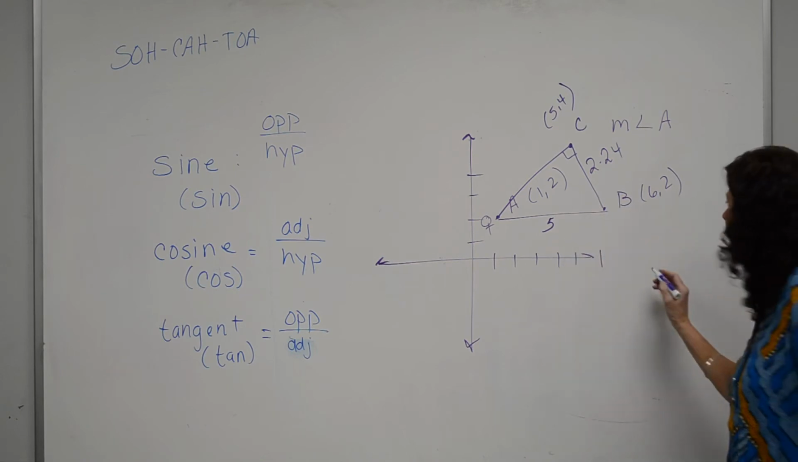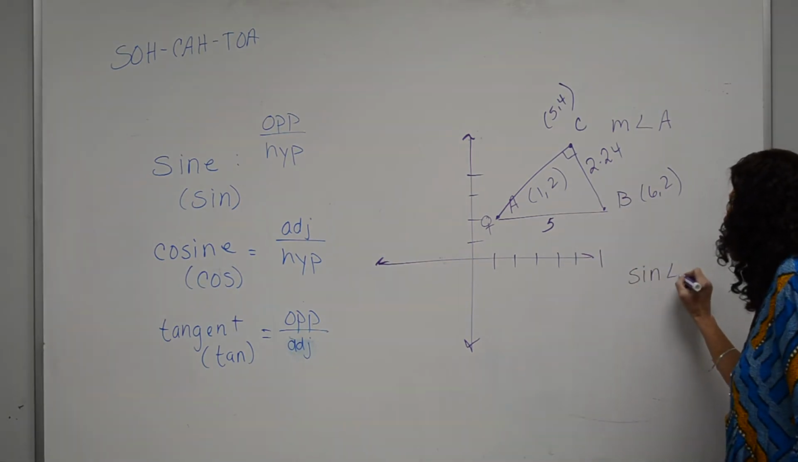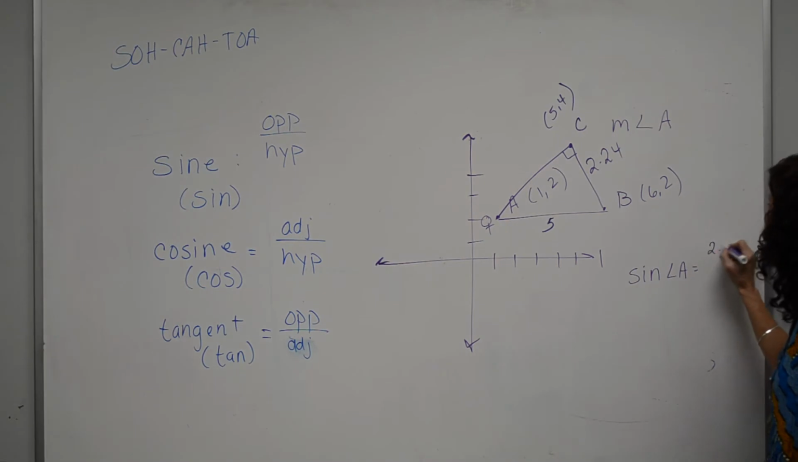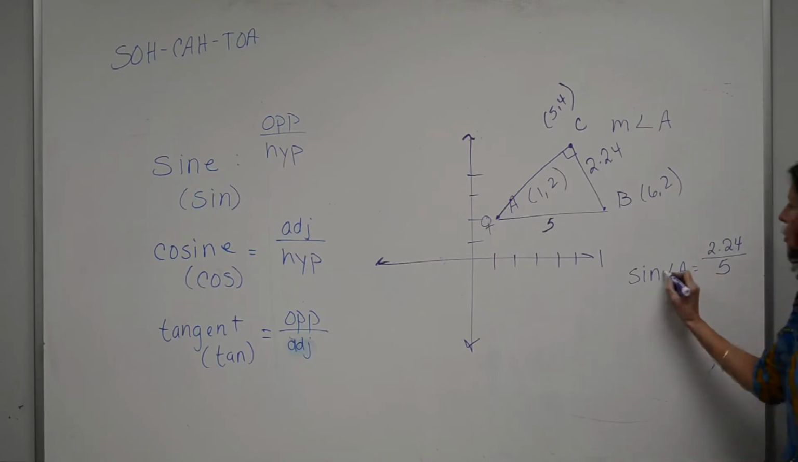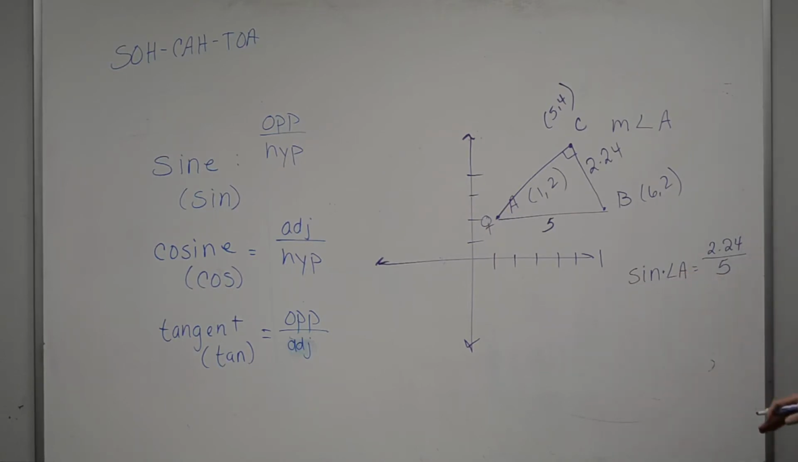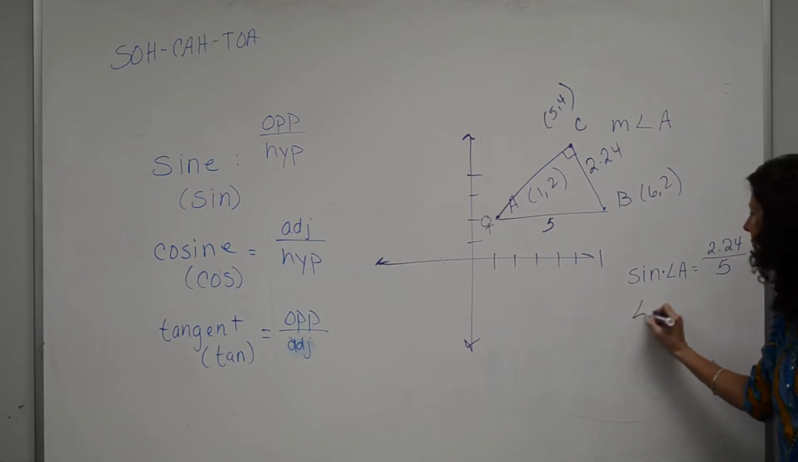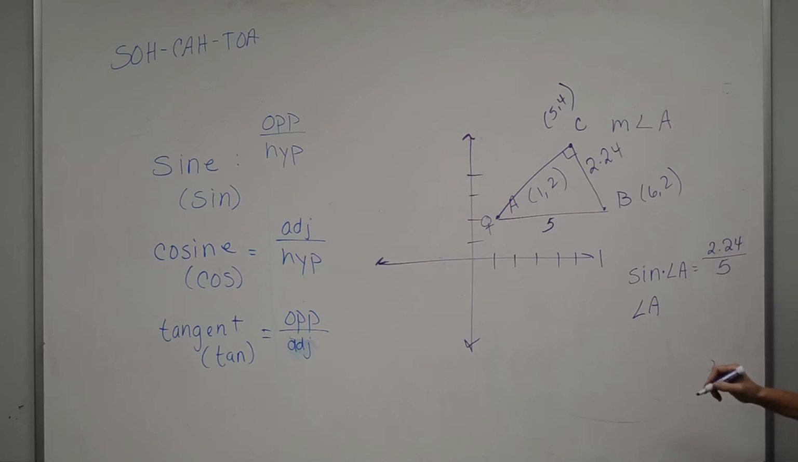Sine. So the sine of angle A is equal to 2.24 over 5. How am I going to find out what the angle A is? Multiply. Multiply what? I don't know. Rebecca? I've got to do the inverse. I'm trying to find an angle. Anytime I do an angle, I've got to use the inverse. You can look at it like you're multiplying the sine times angle A. That's not really what you're doing, but you can look at it that way. So I would need to divide by the sine, but I can't do that.